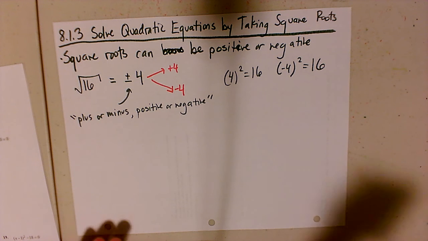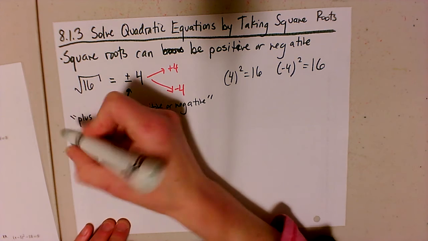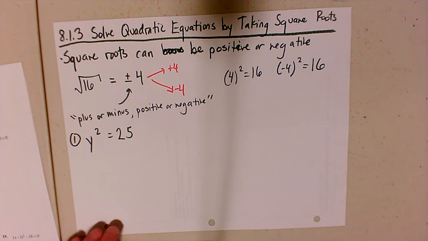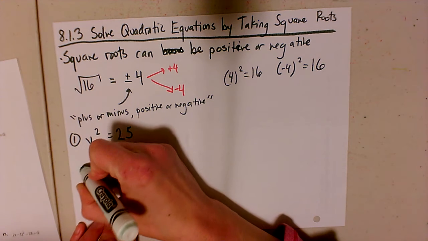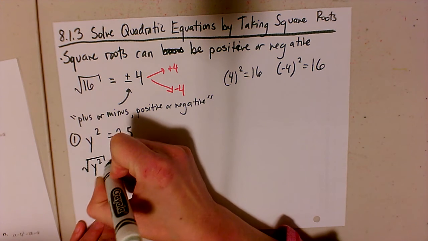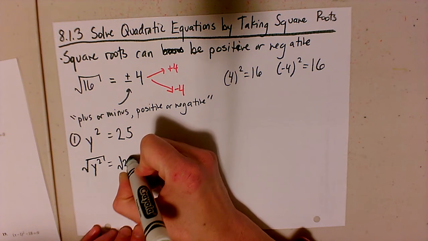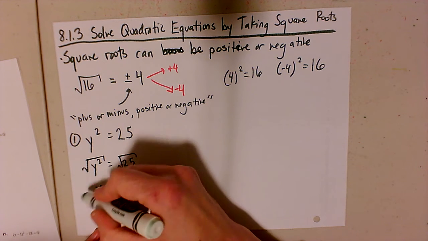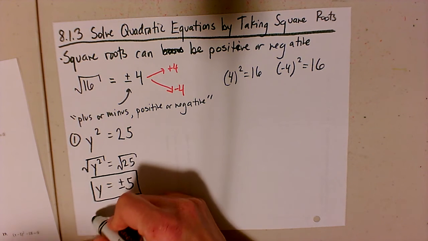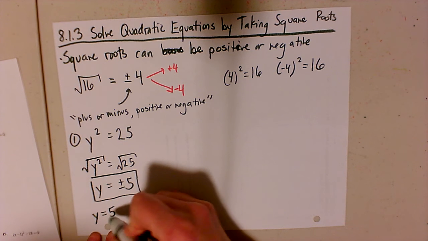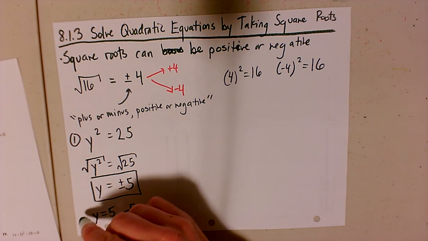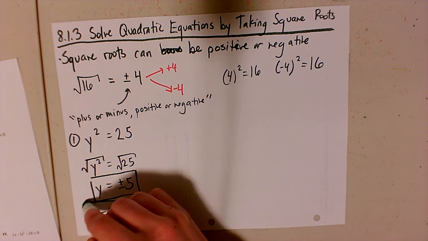A few of these to start off with are pretty quick and easy. For example, y squared is 25. The squared portion is just the y, and it's already by itself. So we can just take the square root of both sides, and we get y is plus or minus 5. If you like, you can also write it as y equals positive 5 or negative 5. So it means both things.